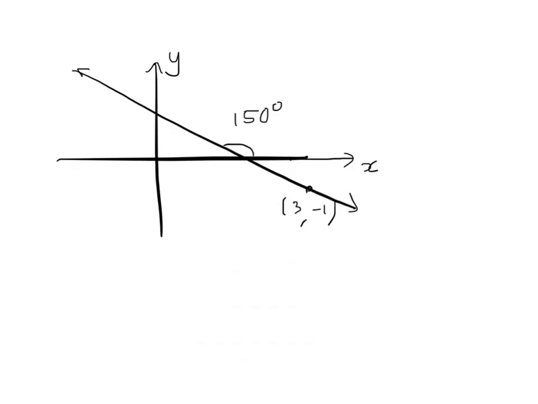So here's a problem that you might get. This problem says that we want the equation of a line that goes through the point (3, -1), and it also makes an angle of 150 degrees with the positive x-axis. So we want to know what the equation of that line is. So using what we did before, we can say the gradient of the line is tan of 150 degrees.